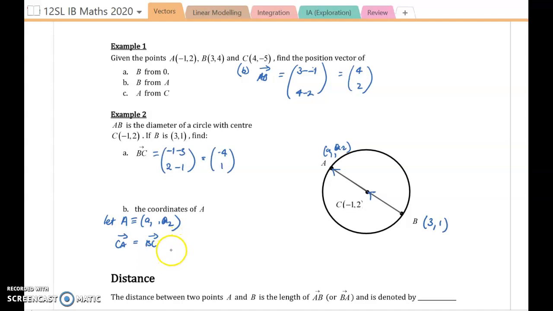In vector form, we're saying CA, so A1 minus negative 1, A1 plus 1, A2 minus 2 is equal to BC, which we've already found as negative 4, 1. In order for this to be equal, we would need A1 to be negative 5 and A2 to be 3. So A has coordinates negative 5, 3. Right?